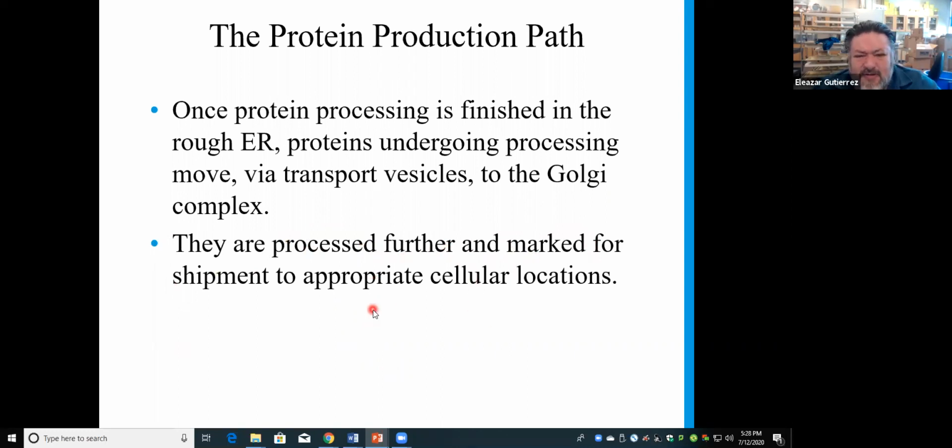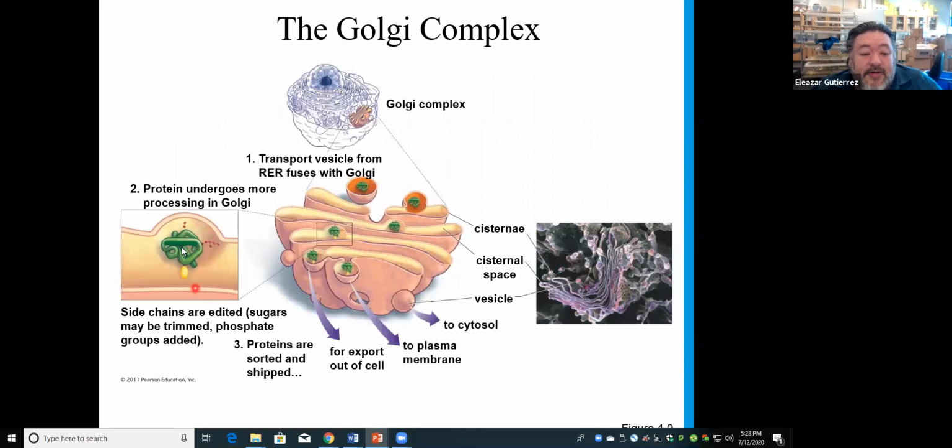Isn't that cool? Okay, so here we go. Transport vesicle from the rough endoplasmic reticulum fuses with the Golgi complex. Proteins undergo more processing in the Golgi. Side chains are edited, sugars may be trimmed, phosphate groups may be added, proteins may be cleaved. God only knows. All we're trying to do is those things necessary to finish the product and get it shipped in the right direction.